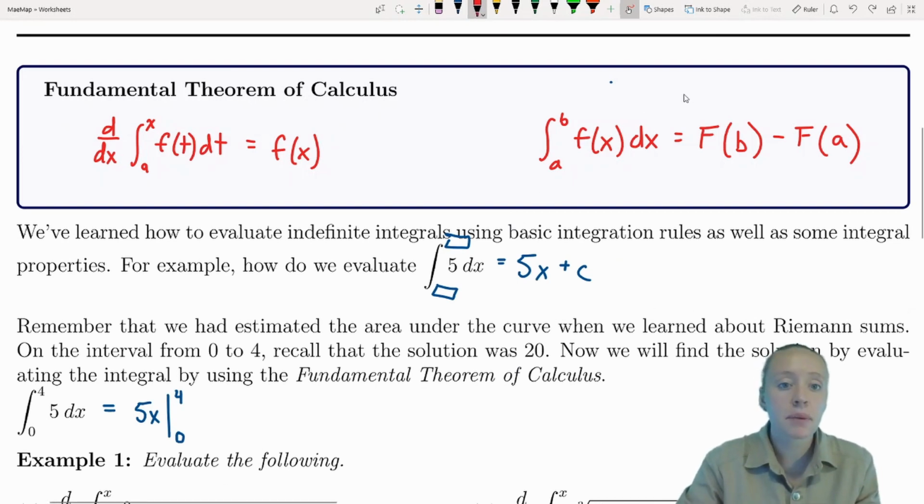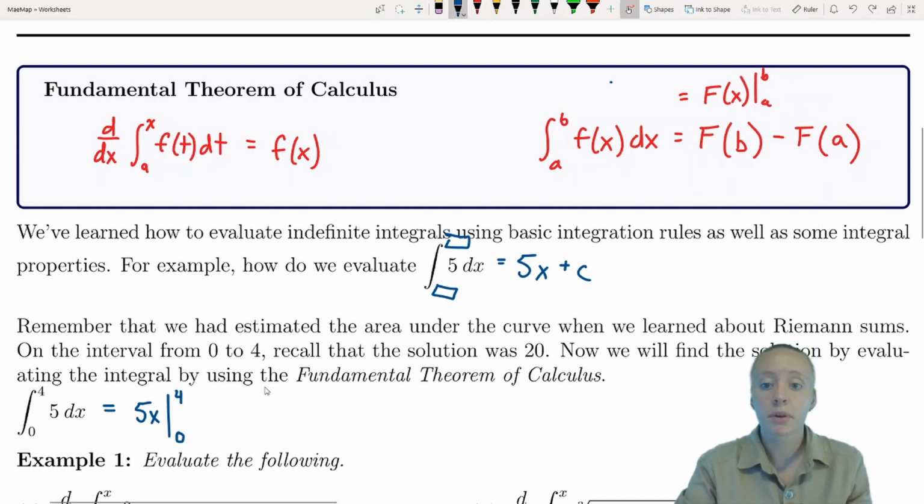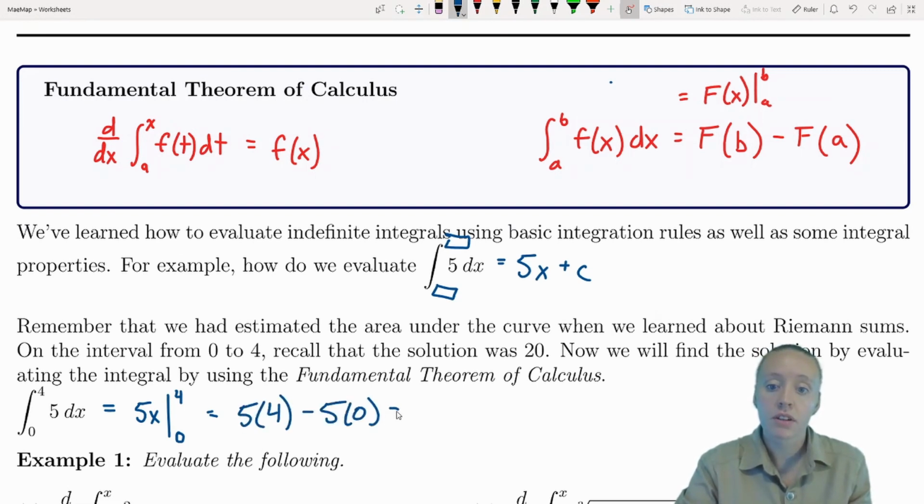So we can see up here I can do a shorthand of this. This is going to be F of x evaluated from a to b. That's just another way to write F of b minus F of a. So I'm going to have 5 times 4 minus 5 times 0. 5 times 4 is 20, minus 5 times 0 is going to be minus 0. 20 minus 0 is indeed 20.